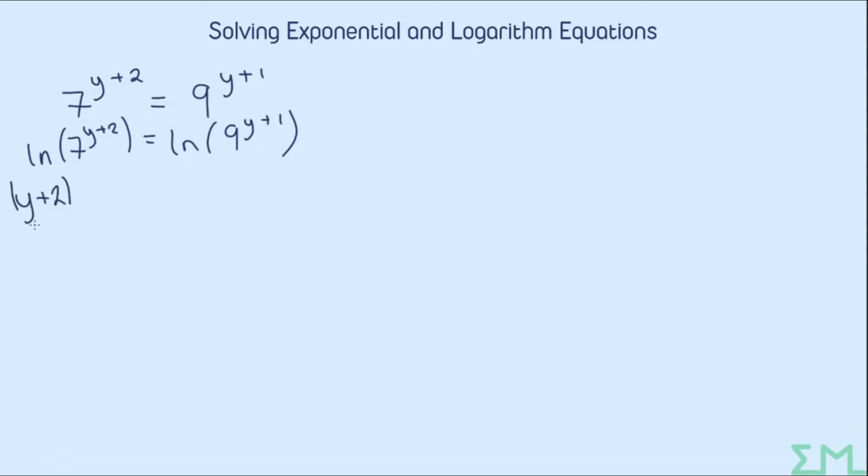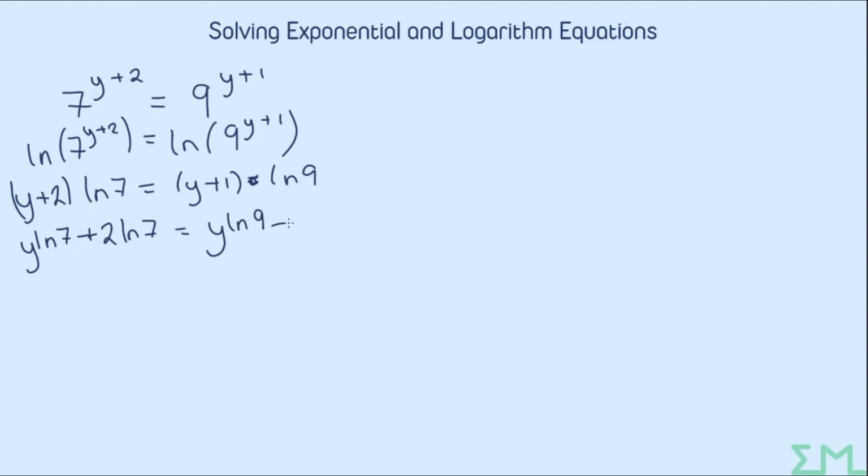So y plus 2 gets brought down in front of ln 7. Y plus 1 gets brought down in front of ln 9. And then we can expand. So y ln 7 plus 2 ln 7 equals, oh, it shouldn't be an equal sign there, y ln 9 plus 1 lots of ln 9. Okay, now we just need to get our y terms on the same side. So y ln 7, and then we'll do minus y ln 9. And then we'll take all of our non-y terms to the other side. So ln 9 minus 2 ln 7.